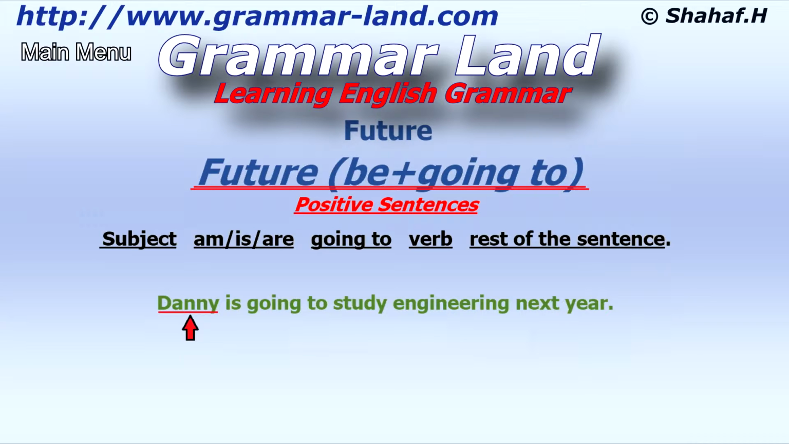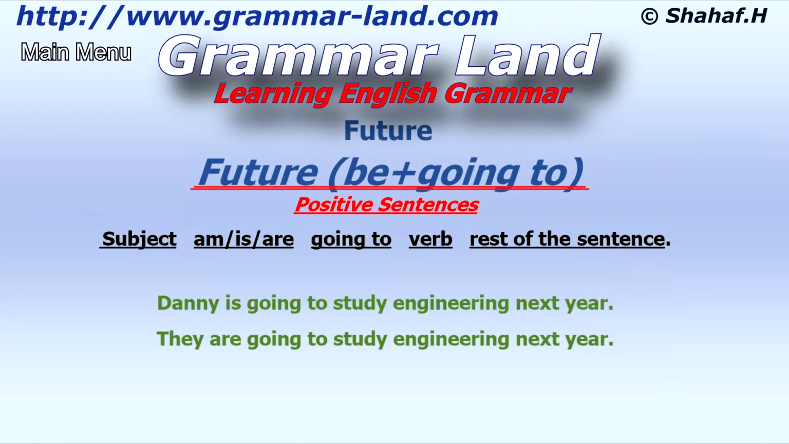The subject is Danny. The expression which indicates future is going to. We use is, because the subject, Danny, is equal to he. The verb study, stays as it is, in its basic form. The verb is always in its basic form. The rest of the sentence is, engineering next year.